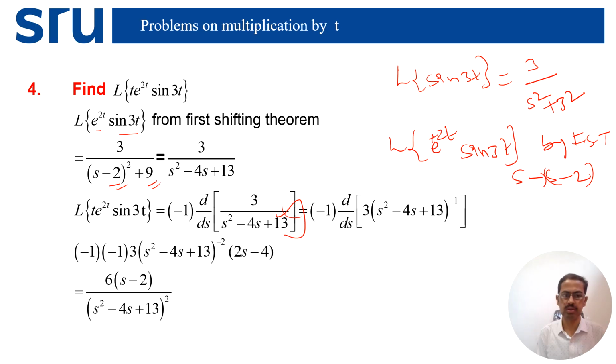Into n minus 1, so minus 2, and the derivative of s square is 2s minus 4, right? And simplifying this, I send once again the denominator to the numerator. So this is 6 into s minus 2 by s square minus 4s plus 13 whole square. This is the Laplace transform by the multiplication with t formula.